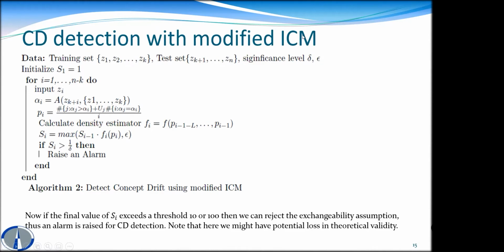Here we have a modified version. This modified version is very simple. It's the same as before. We just restrict the lower value of the martingale with epsilon, because when the data is exchangeable, the value of the martingale becomes very near to 0. Again, it works like this one. Unfortunately, here we might have a potential loss in theoretical validity, but our experiments show that it's still practical.